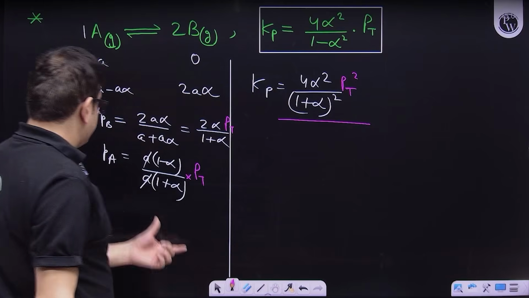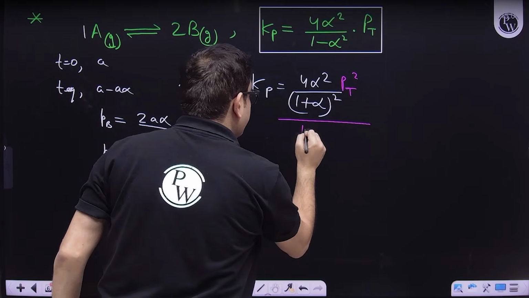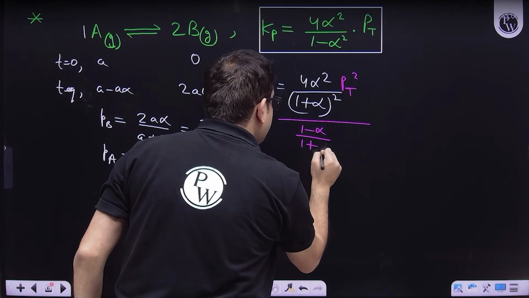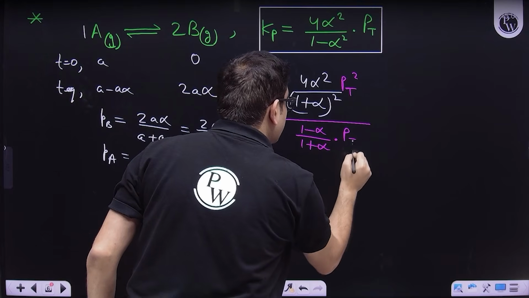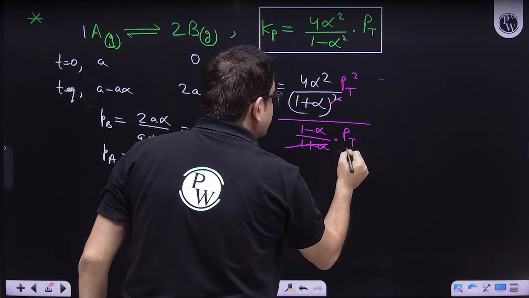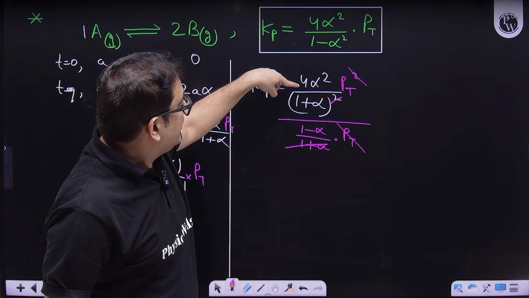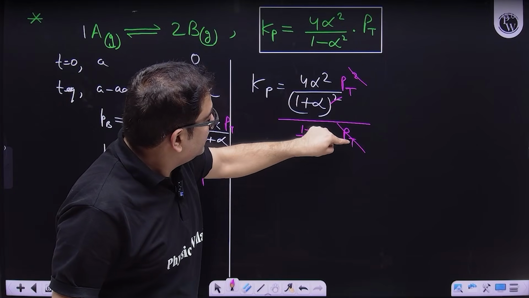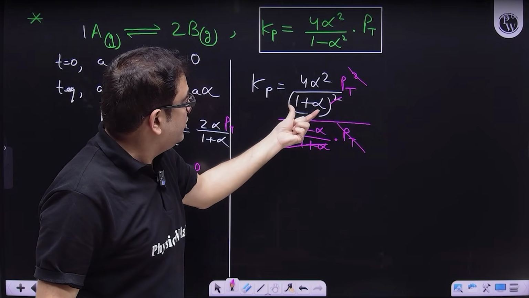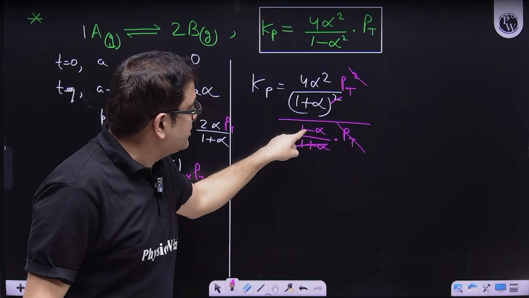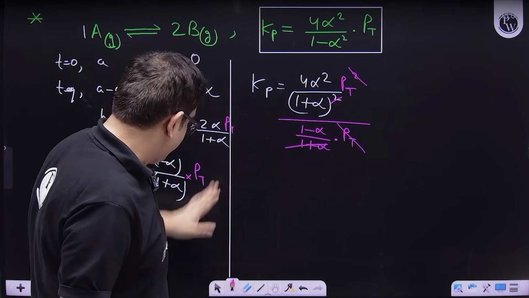Now, what is the partial pressure of A? Now put this 1 minus alpha, 1 plus alpha into P total. So this 1 plus alpha got cancelled. This P total square got cancelled. I guess it is clear to you. 4 alpha square P total, this is cancelled. How will you get this? 1 plus alpha and this 1 minus alpha. So 1 minus alpha squared.